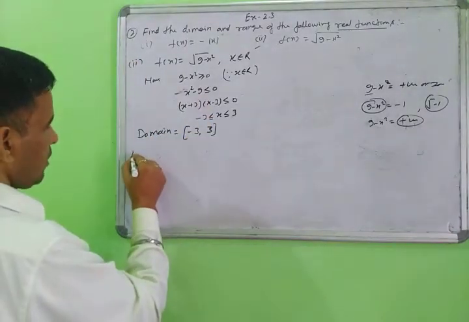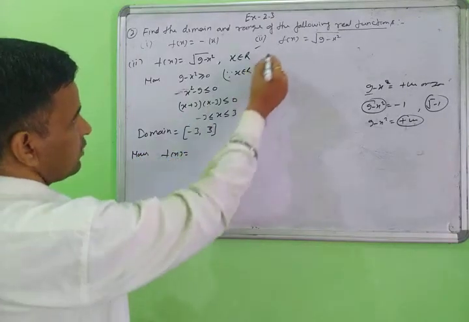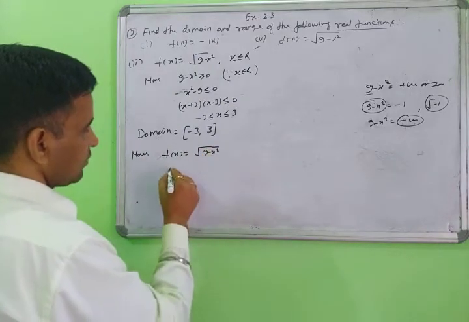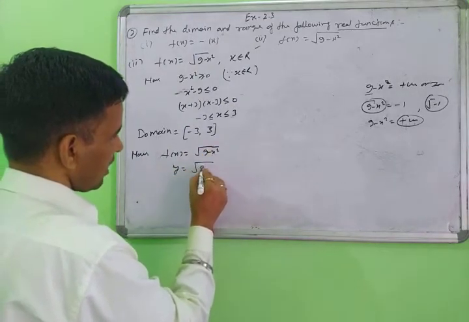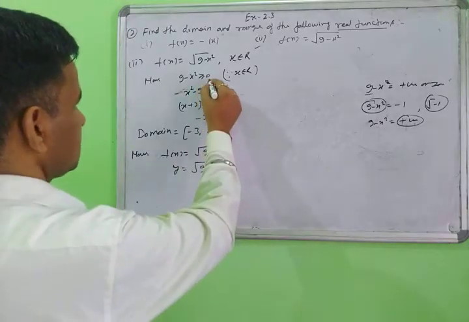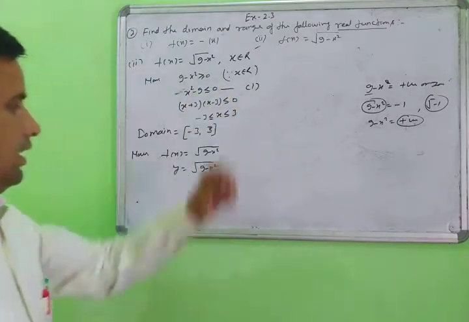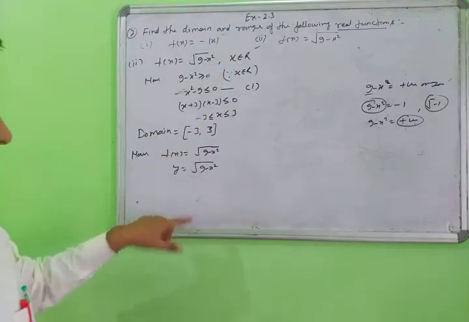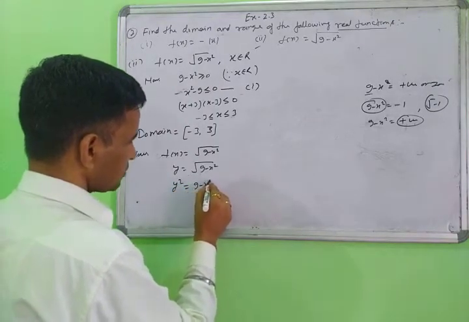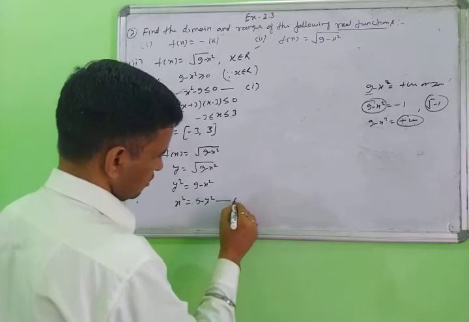So what is the range now? For the range, what is the value of f(x) here? The value of f(x) is root of 9 minus x square. y equals root of 9 minus x square, and this is your equation first. Then y square equals 9 minus x square, and then x square equals 9 minus y square. This is your equation second.